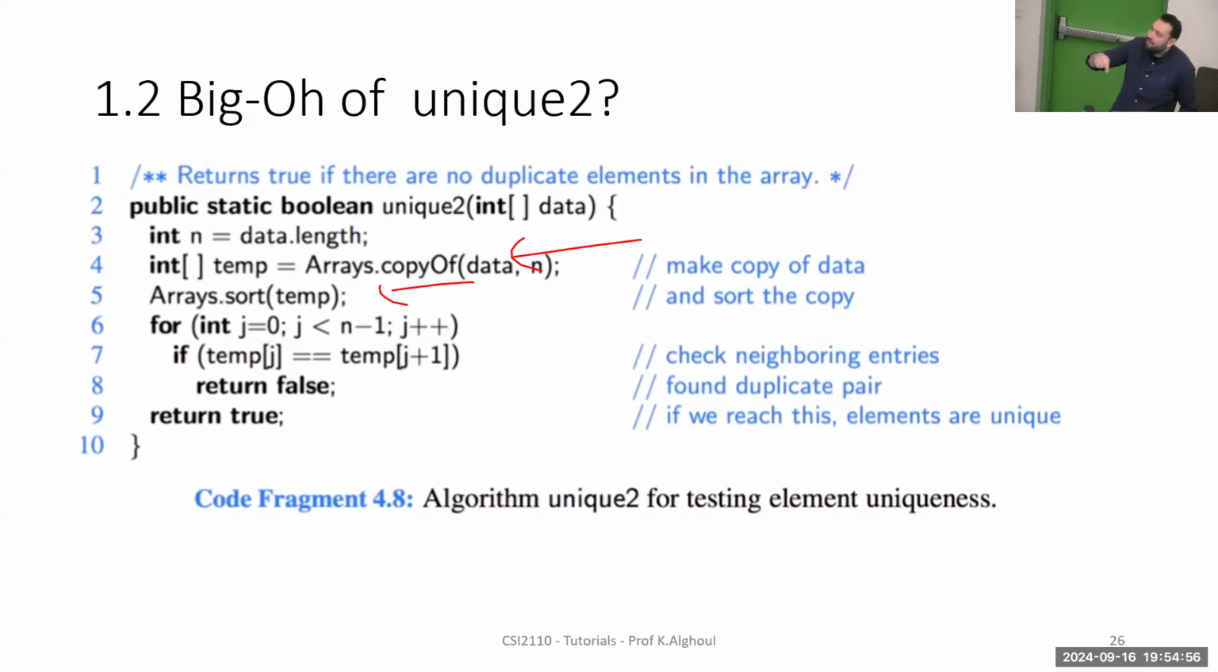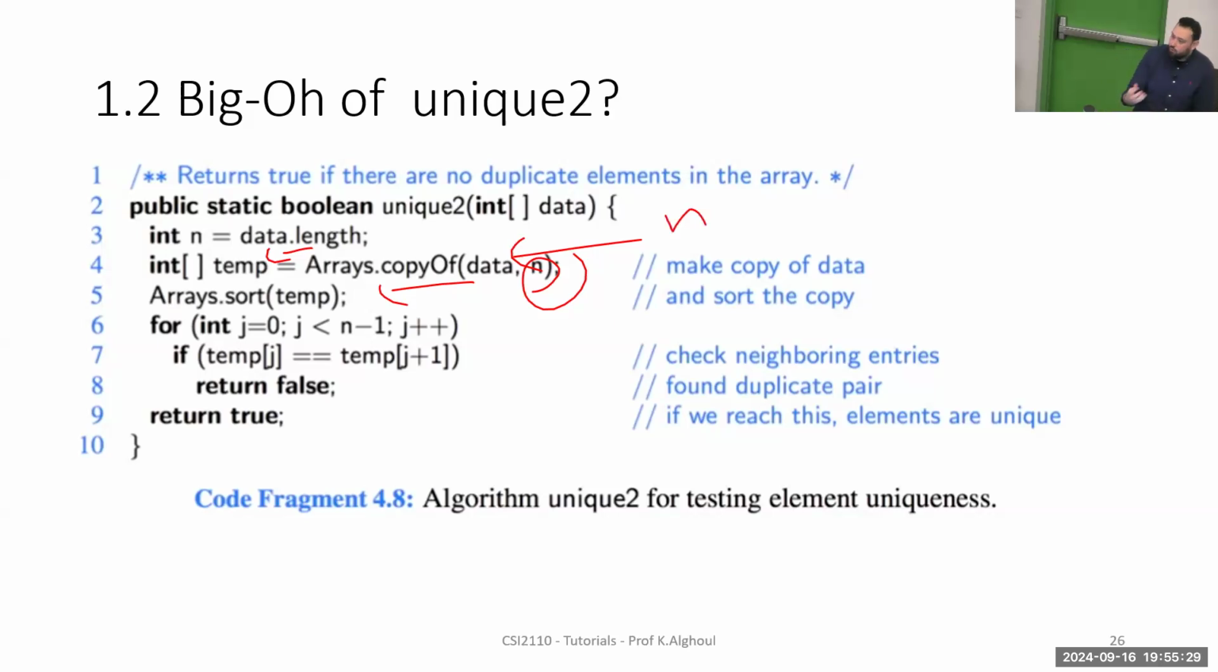But before even that, int temp equals what? Arrays.copyOf data, n. We're not doing any sorting yet. So just this line. What do you think? Just this line, yeah. So it's going to be n, exactly. The first thing we want to know is that with this line, we're copying n numbers into temp. So how many times am I doing this? N times. So that by itself is n.